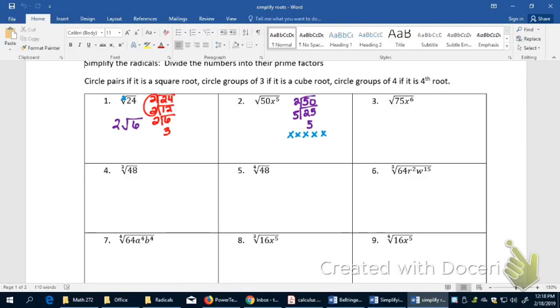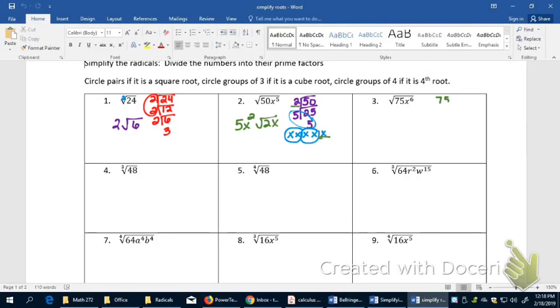Alright, so we're still circling pairs of things because it's the square root. So I circle a pair of 5's, circle one pair of x's, and another pair of x's. Okay, remember, anything that's circled goes on the outside. Anything that's not circled goes on the inside. So the not circled part is the 2 and the x. The circled part, there's a 5 circled, and there's 2 pairs of x's circled. So we're going to make that x squared. And then our square root, and then what was left over, which is a 2 and an x.